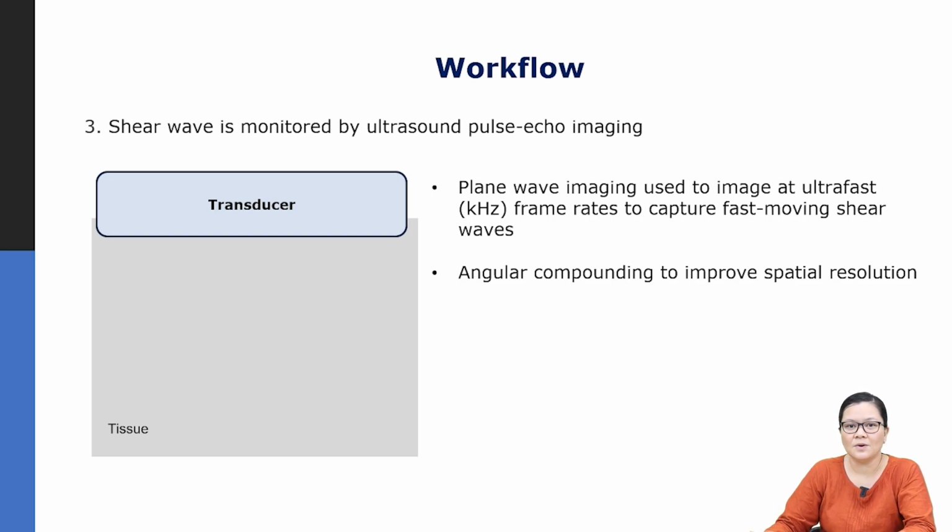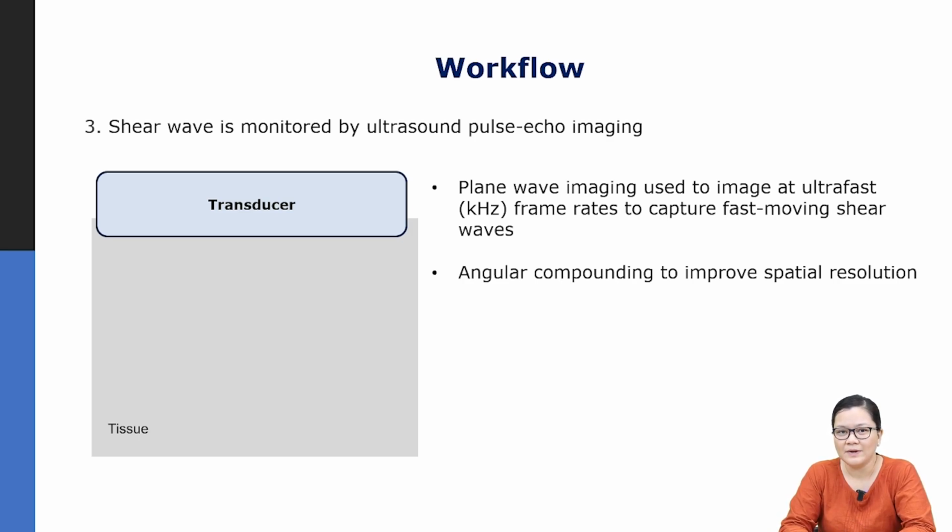So it utilizes ultra-fast frame rates, meaning you use almost kilohertz ranges of frame rates. Compare that to conventional B-mode ultrasound, which is typically on the order of 100 hertz. In this case, we can go up to 4,000 frames per second, or 4 kilohertz frame rates. And that allows us to capture these fast-moving shear waves.